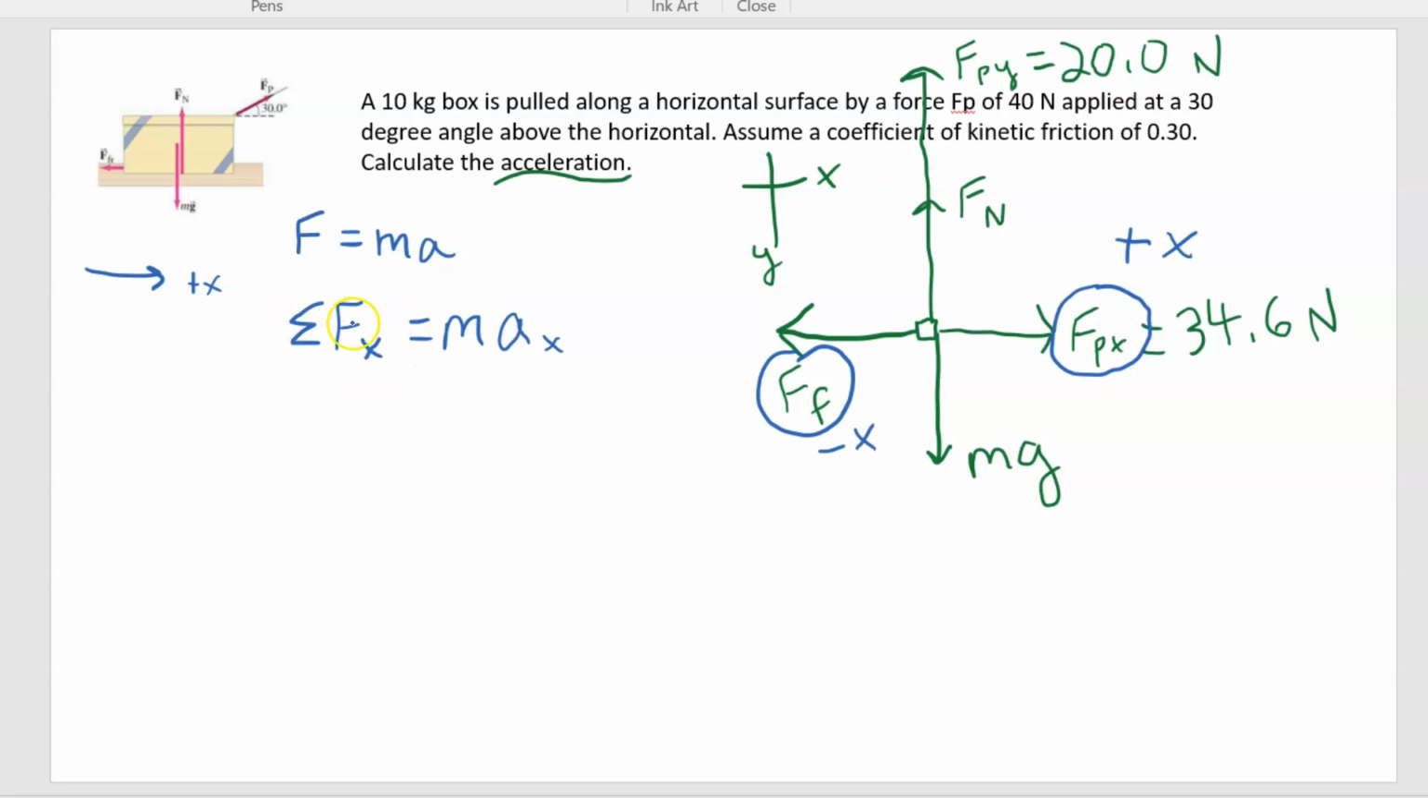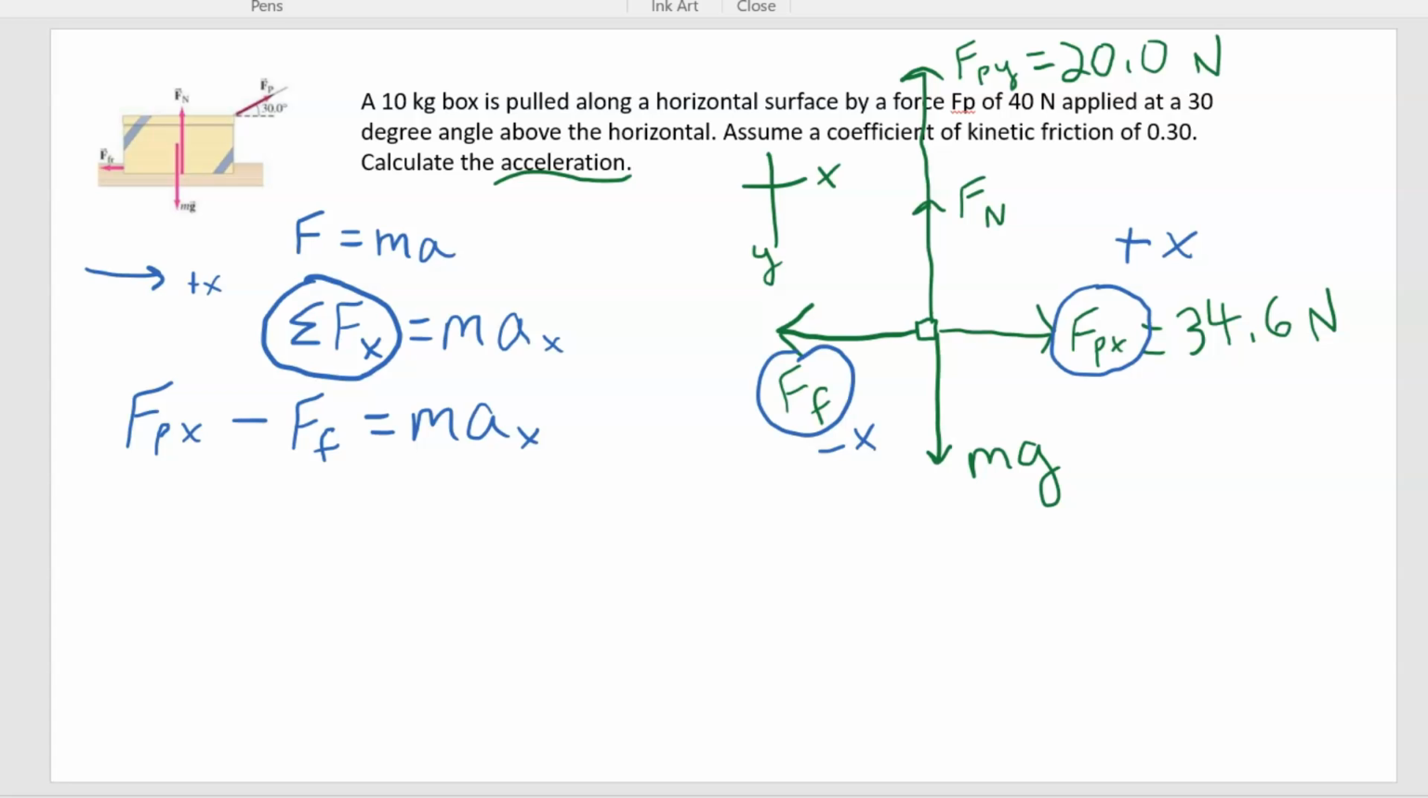So when I sum these up, I'm going to account for that. So I'll replace this part here, this sigma f in the x direction, with the component in the x direction of that applied force. This is positive minus that friction force that we determined to be negative. And then all of this, of course, will be equal to MA, where A is in the x direction.